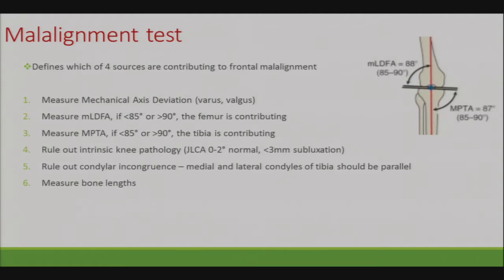The first thing you do, of course, is look at the mechanical axis, see if there's deviation. And then two angles. You're going to look at the mechanical lateral distal femoral angle, which should be within 85 to 90 degrees. If it's not, the femur is probably contributing in some way to the deformity. You're going to measure the medial proximal tibial angle. Fortunately, it should fall within the same 85 to 90 degrees. If you're outside of that, the tibia is contributing. And then you're going to look at the intrinsic knee joint pathology. And then finally, the bone lengths can contribute to mechanical axis.